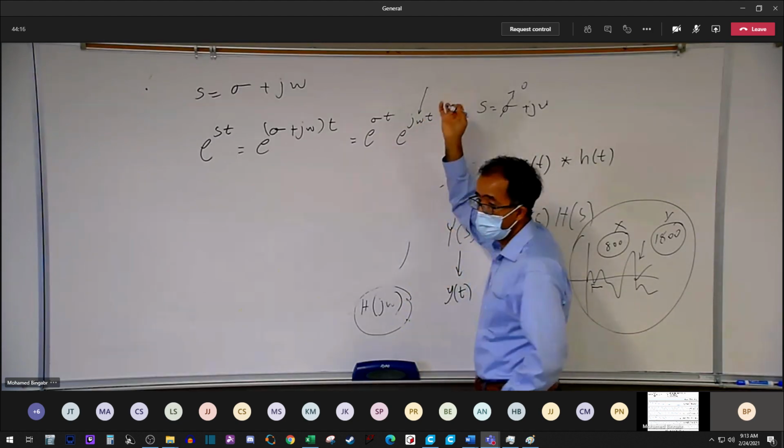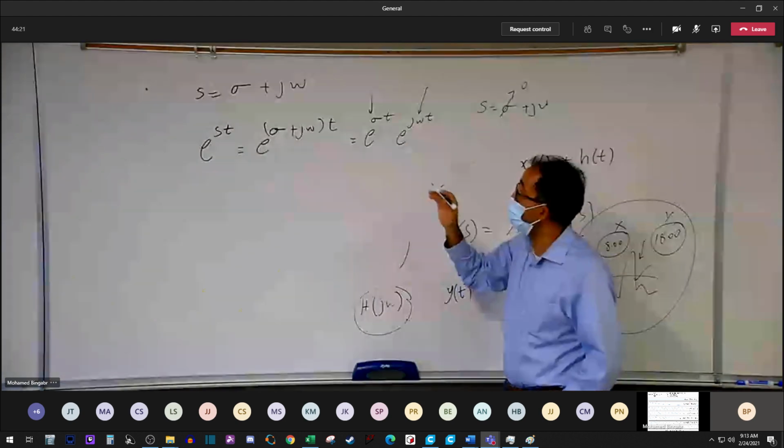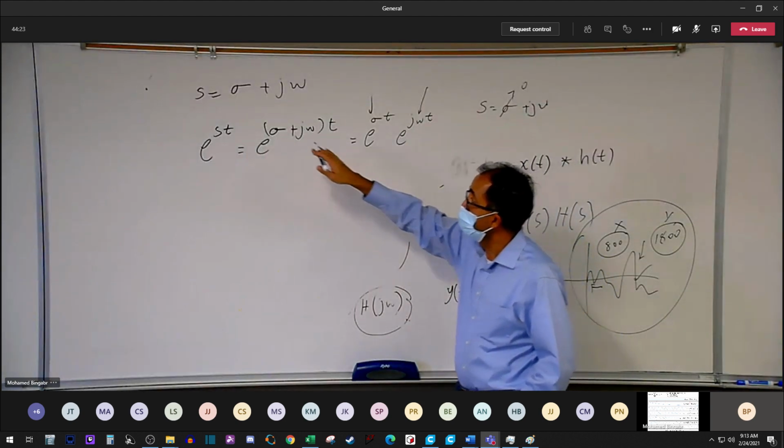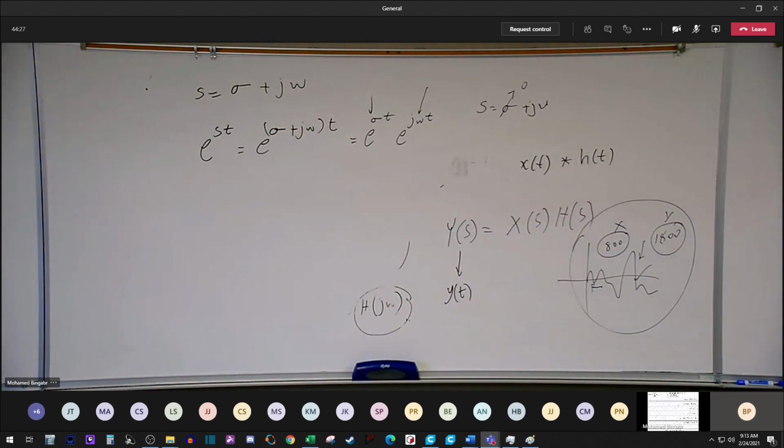These will tell you how many cycles per second. These, how fast does it decay. And depending on the value of sigma and omega, you will get different signals. And those are the different signals. So here, sigma is -1. Omega is 2 pi times 0, which is 0. So what did you get? e^(-t) is a decay. No oscillation. You got this decay signal.